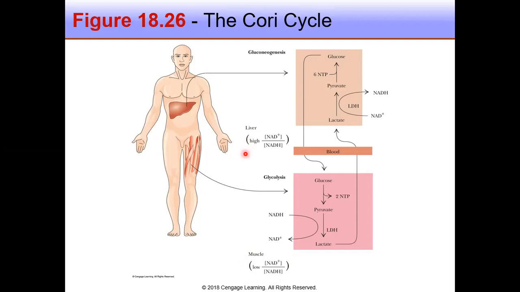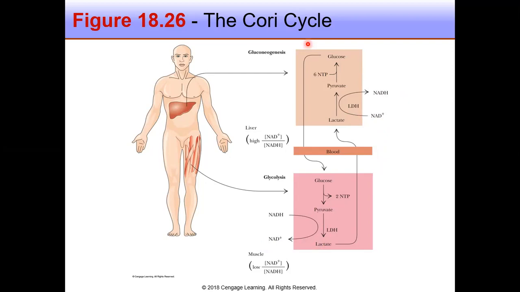And in the liver, we have a high NAD plus to NADH ratio. Now, NAD plus is produced in glycolysis. NADH produced in glycolysis is reused in gluconeogenesis, and there is recycling of NAD+. Here it's a product, here it's a reactant, and so on.